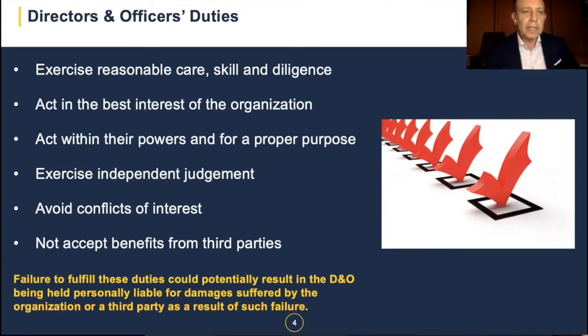In terms of the Companies Act, it says that they've got to exercise reasonable care, skill, and diligence. They've always got to act in the best interests of the company, and they must act within their powers and for a proper purpose. So if they start acting outside of the powers that have been granted to them, that could be perceived as a wrongful act. They have to exercise independent judgment. In other words, they shouldn't be influenced by other things that don't have the company's interests at heart.